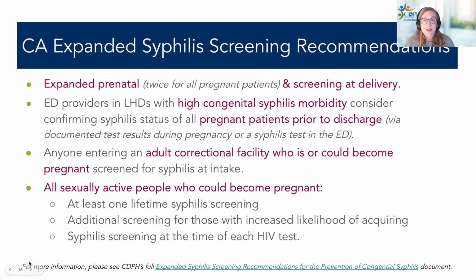Also, there are recommendations for anyone entering an adult correctional facility who is or can become pregnant to be screened for syphilis at intake. And additional recommendations for all sexually active people who could become pregnant: a once-in-a-lifetime syphilis screen, additional screening for those at increased likelihood of acquiring, and a syphilis screening at the time of each HIV test, so co-screening.